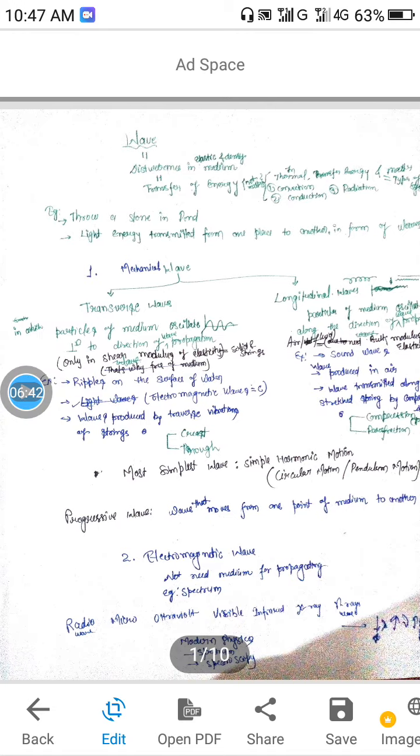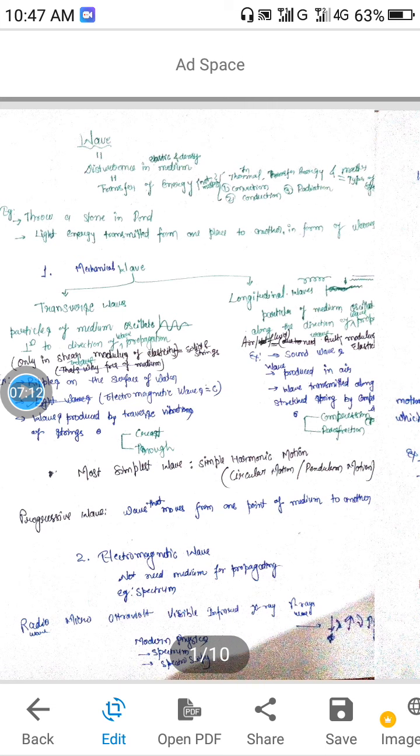Okay, so let's see the longitudinal wave. Such a type of wave which oscillates the particles of the medium along the direction of propagation of the wave is known as a longitudinal wave. Okay, understand the difference? An example of longitudinal waves is the sound wave produced in air, or a wave transmitted along a stretched string, like that.